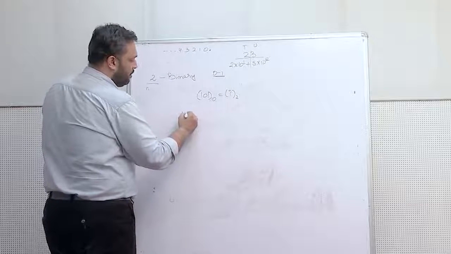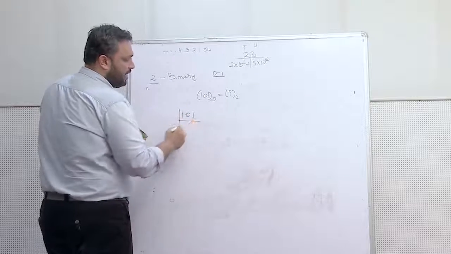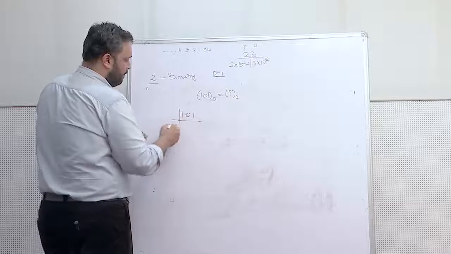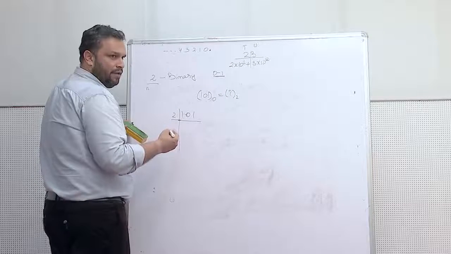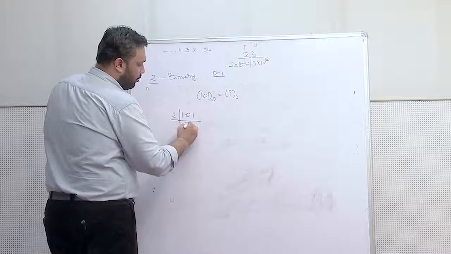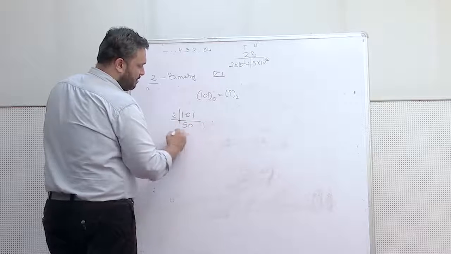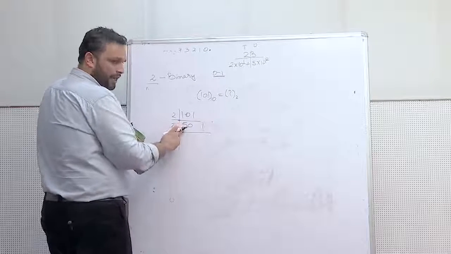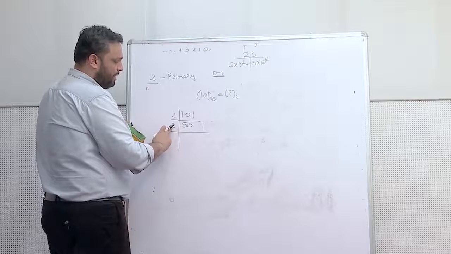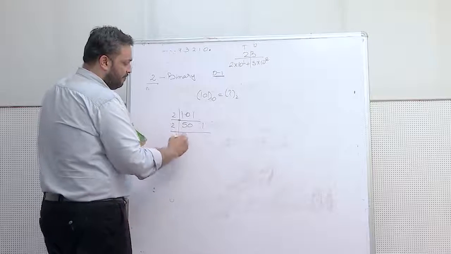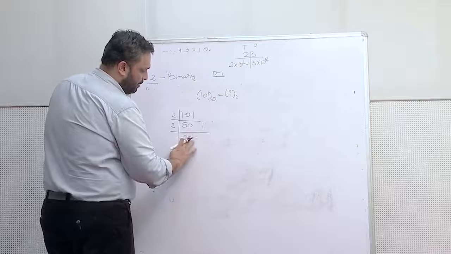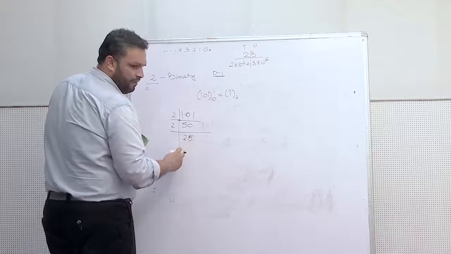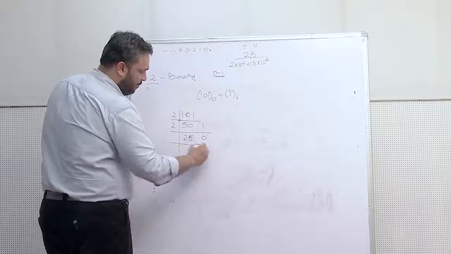So let's find the binary equivalent of 101 in decimal. When you divide 101 by 2, you get the quotient 50 and the remainder 1. Because the quotient is not 0, you apply the division again, and this division, when carried out, gives you 25 as quotient and 0 as the remainder.